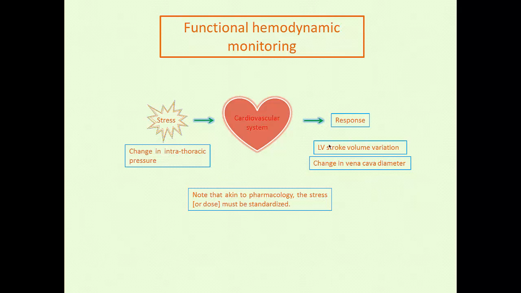And these responses can be things like left ventricular stroke volume variation or changes in vena cava diameter. And you have to think of this as being similar to pharmacology, in that you must standardize the stress or dose, and if you have non-standardized stresses or doses, the outcome will vary. And you don't know if the outcome is varying because there's something inherently different with the system, or if it's just because you're giving a different dose.